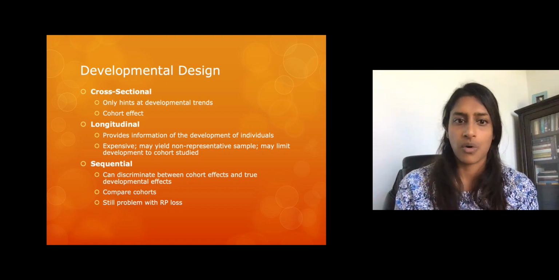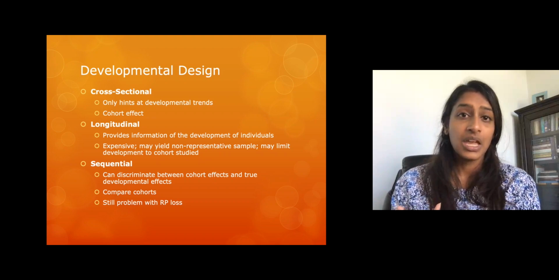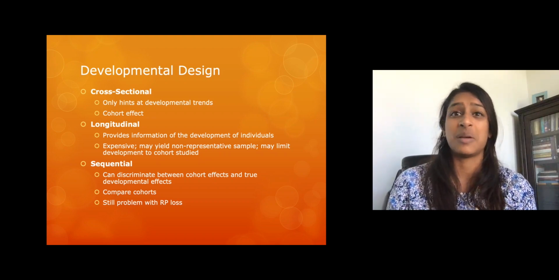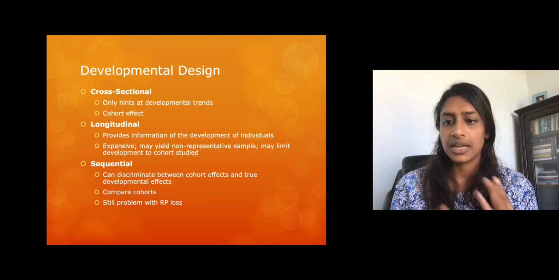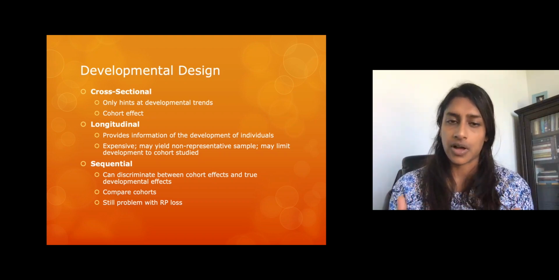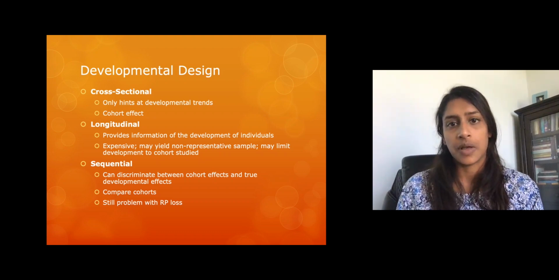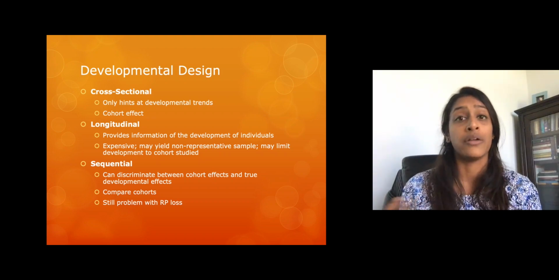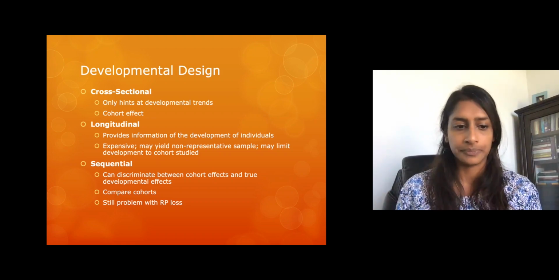Because now if there was a cohort effect, I would find it because I'm following different groups over time. But there's still a problem with my loss of my participants. It's extremely expensive to conduct this type of research. Primarily, you will see a lot of research done with cross-sectional, longitudinal, and sequential designs, particularly some of the earlier research in developmental psychology. This is very common because we're trying to look at how one changes or evolves over time. And these are some of the best ways for us to be able to do that.